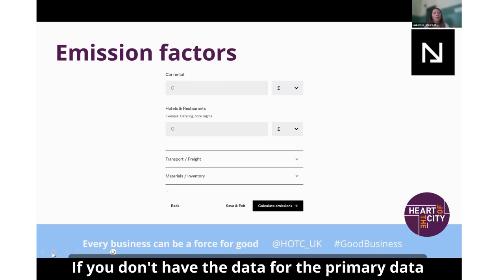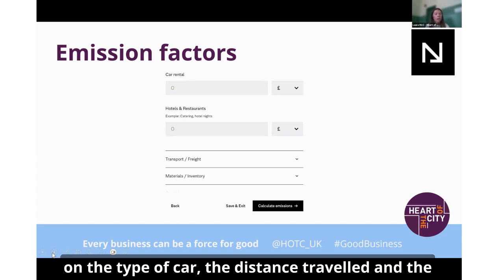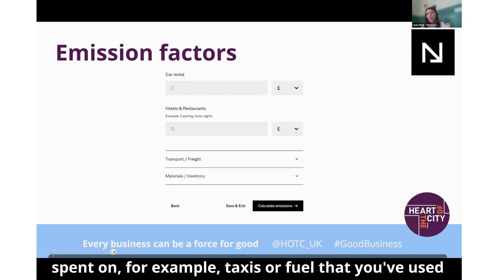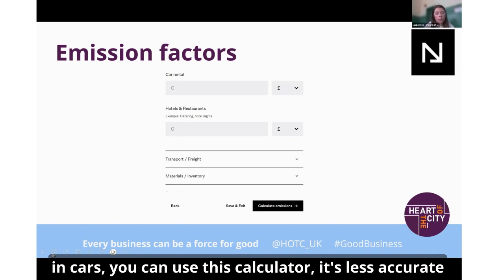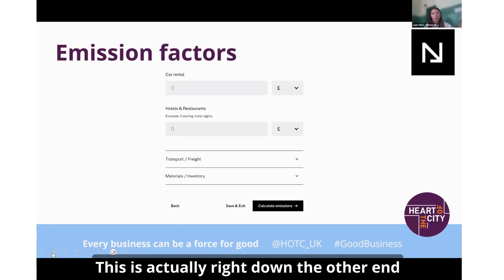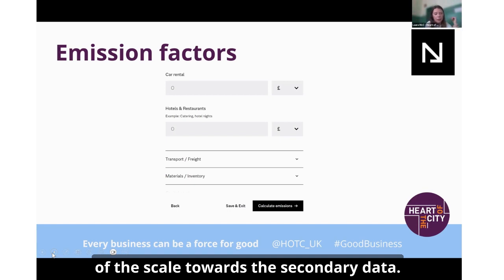So if you don't have the primary data on the type of car, the distance travelled, and the fuel, but you only have data on how much you've spent on, for example, taxis or fuel that you've used in cars, you can use this calculator. It's less accurate because you're not using that 100% primary data. This is actually right down the other end of the scale towards the secondary data.